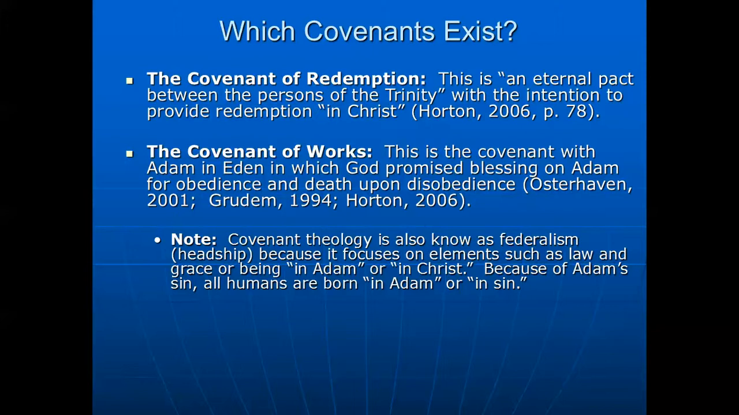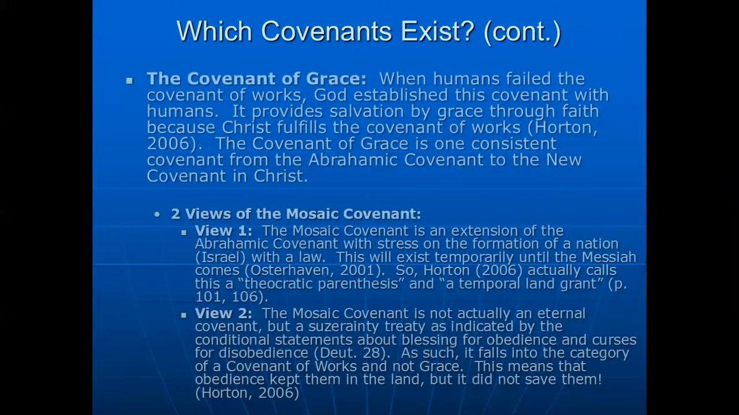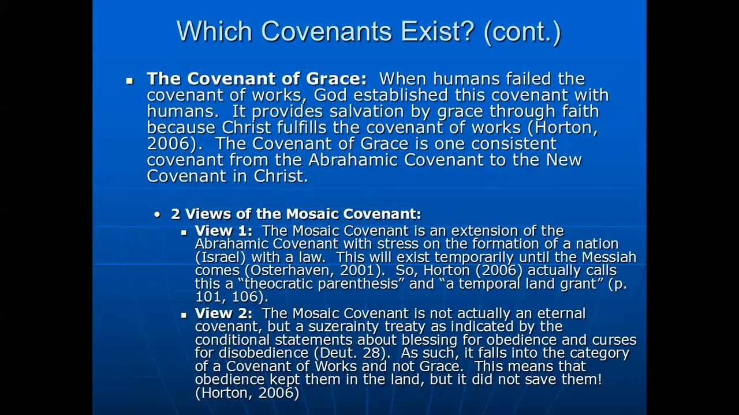God already planned for that in the covenant of redemption, and now we move to the covenant of grace. This is really Genesis 3 through the rest of Scripture. It all deals with the covenant of grace and the outworking of God's covenant of redemption. When humans failed the covenant of works, God established this covenant with humans. It provides salvation by grace through faith because Christ fulfills the covenant of works, right?